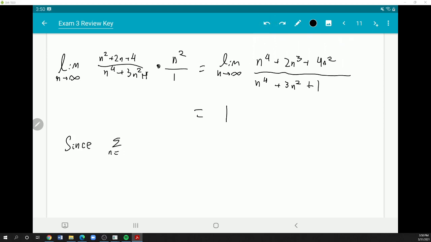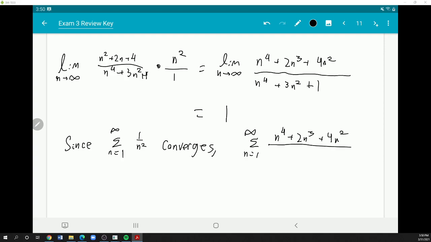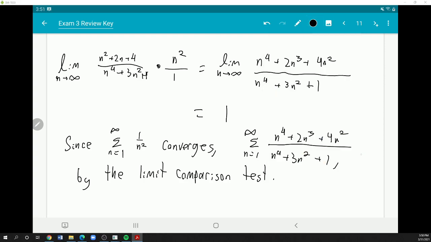The sum, where did it start? 0? Well, it needs to be 1 for this to work. Since this sum converges, this sum also converges by, once again, the limit comparison test. Converges.